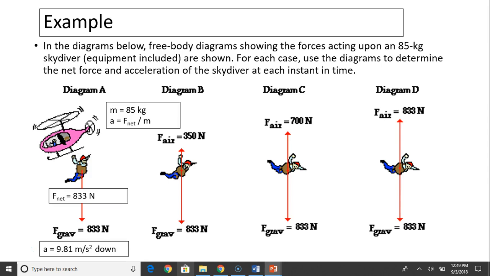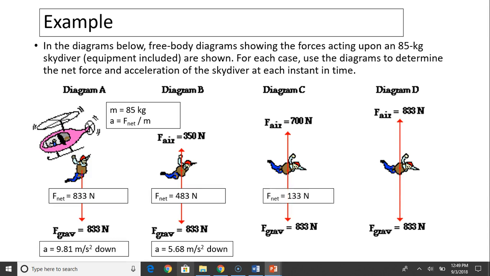second squared. In diagram B, the net force is the difference between the two forces because net force is a vector sum: 833 minus 350, or 483 newtons downward. So acceleration is downward, 483 divided by 85. In diagram C, you'll have a net force of 133 newtons downward. So acceleration is 1.6 meters per second squared down.